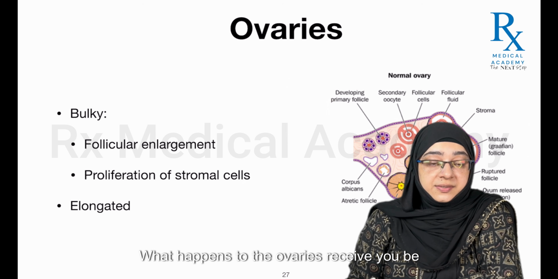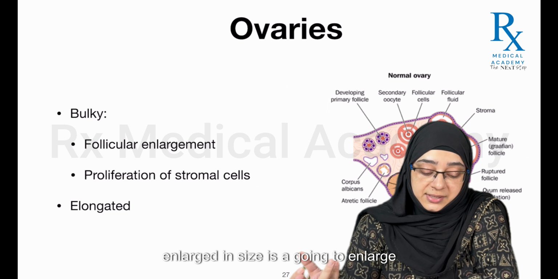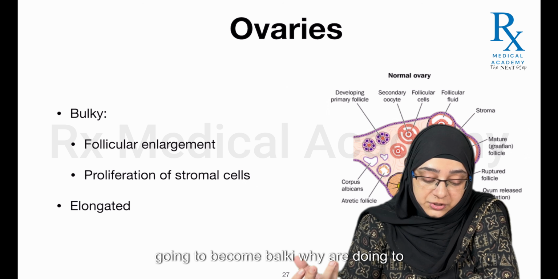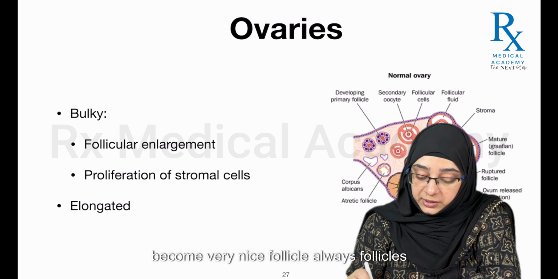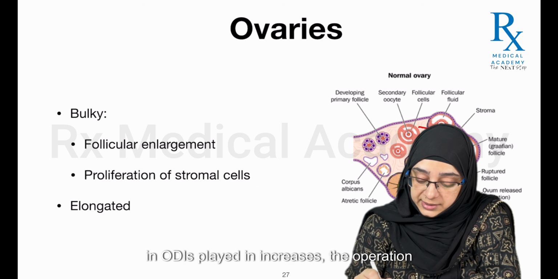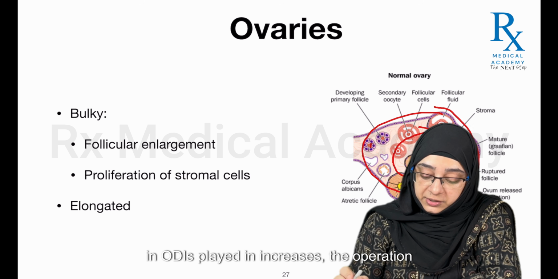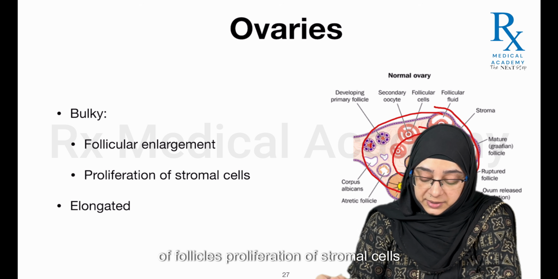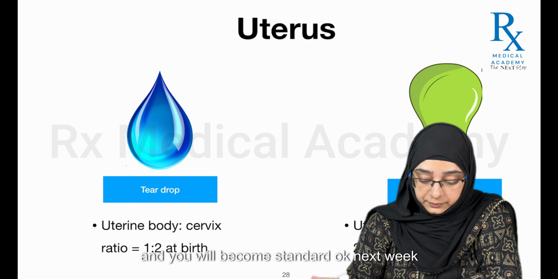What happens to the ovaries? Obviously, the ovaries are going to enlarge. Everything is going to get enlarged in size. The ovaries are going to become bulky. Why are they going to become bulky? Because all these follicles, this layer, it increases. There is proliferation of follicles, proliferation of stroma cells, and the ovary becomes kind of elongated.